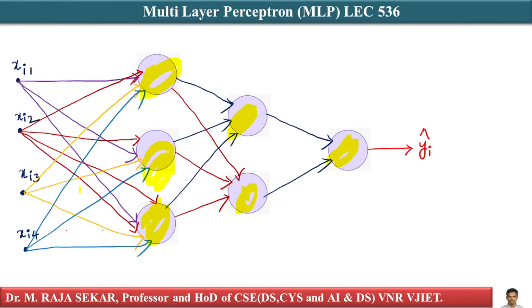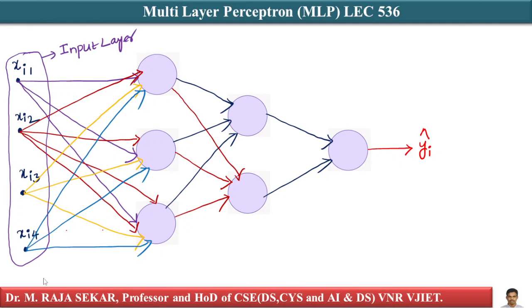In this network of neurons, what is your input layer? This one is the input layer: xi1, xi2, xi3, xi4. This is called the input layer. What is your output? This yi cap is your output, and this layer is called the output layer. Let me show you: yi cap is the output, and this particular layer is the output layer.